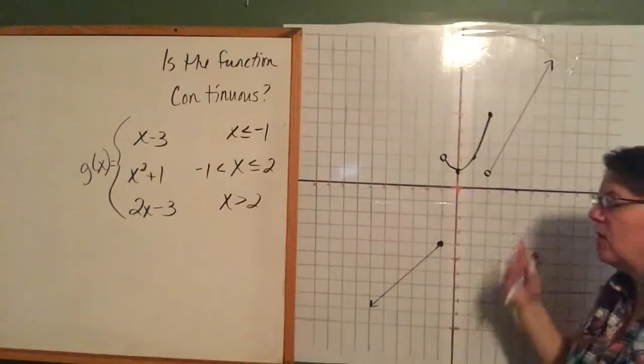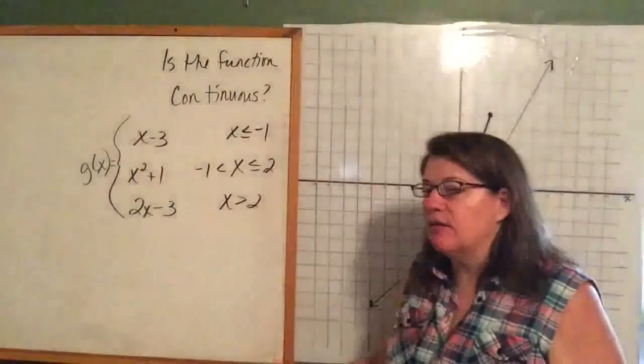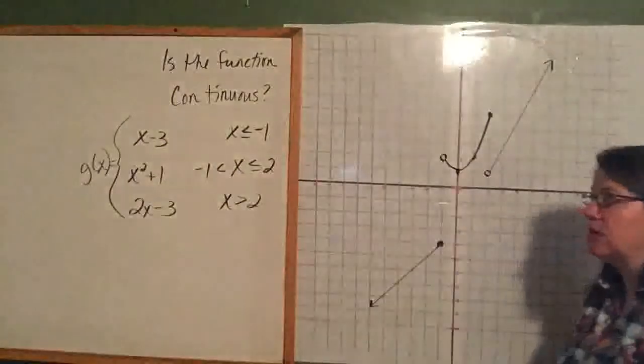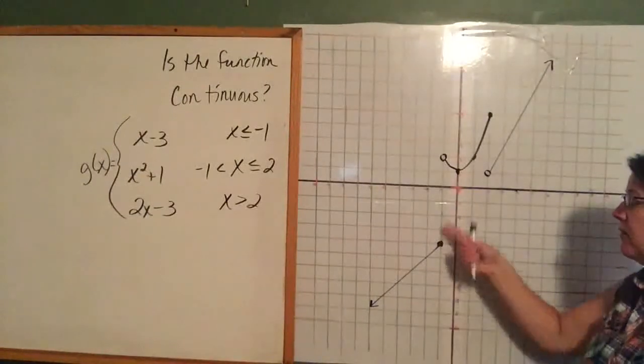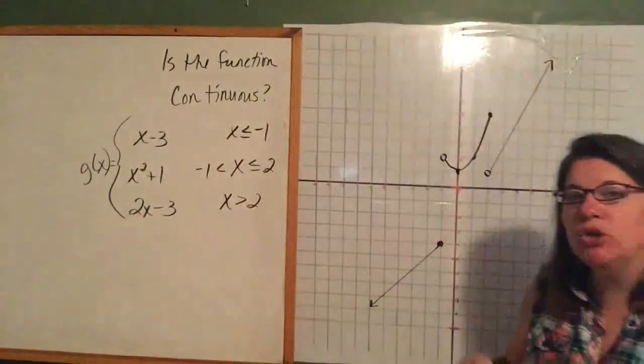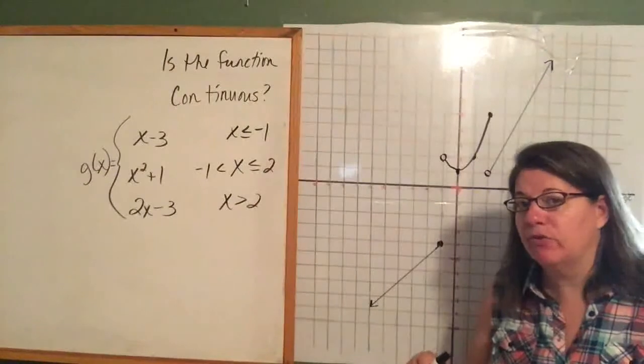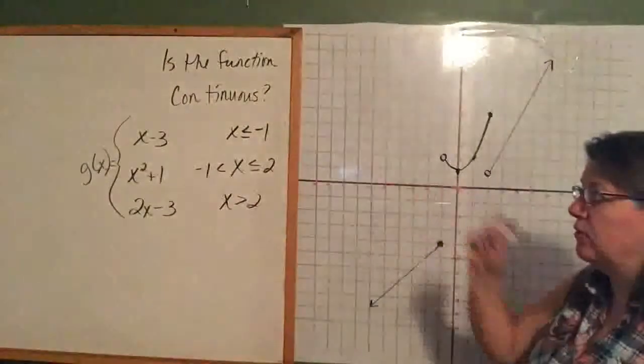So if you look at this, all I have to do now, they're asking us if the function is continuous. Well, if you look at this, there are some jumps in the graph. You could not draw this graph without lifting your pencil, so it's not continuous. So the answer for this one is no.